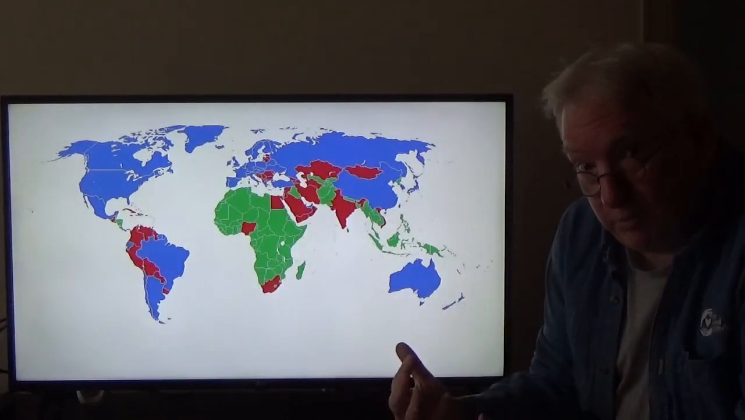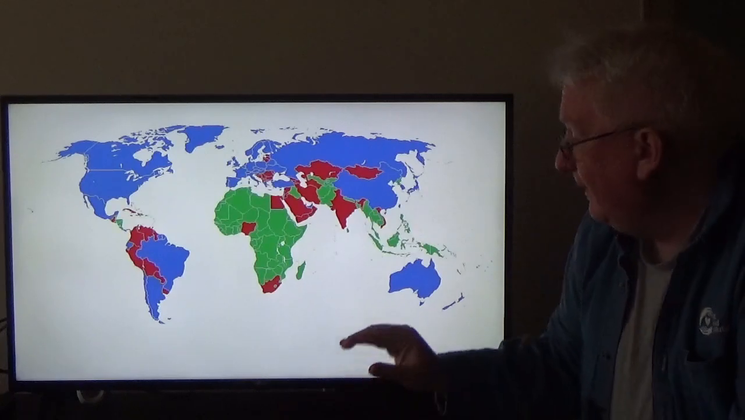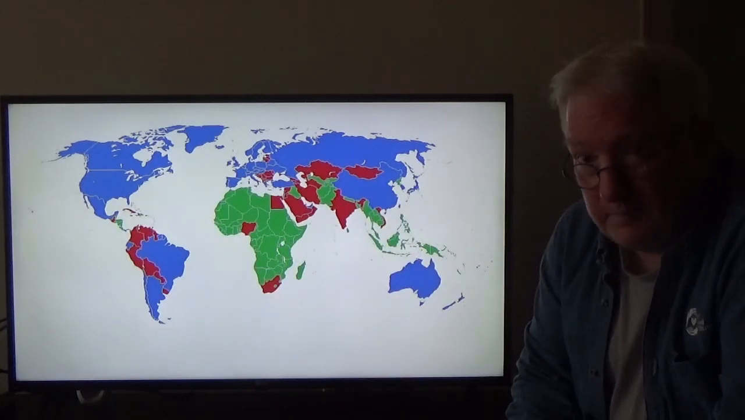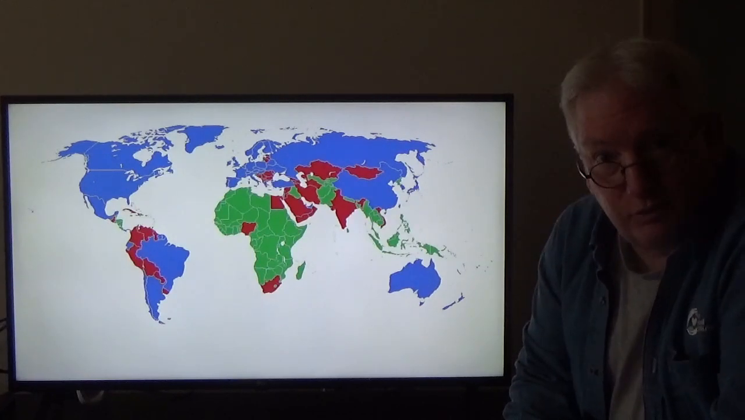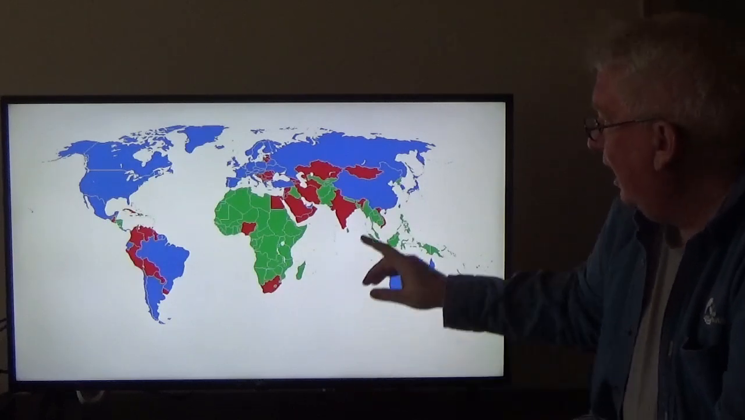So according to this particular map maker, this particular, oh, big word coming up, cartographer, a whole bunch of people are in developed countries, and they have access to good stuff, like clean water, clean air, that kind of stuff. Well, maybe not China.